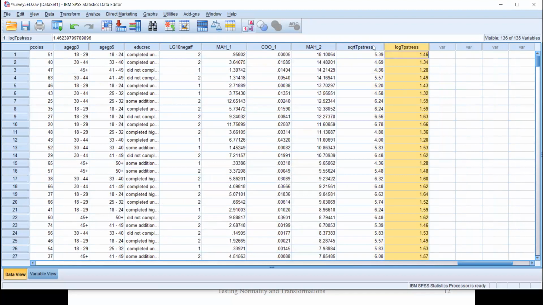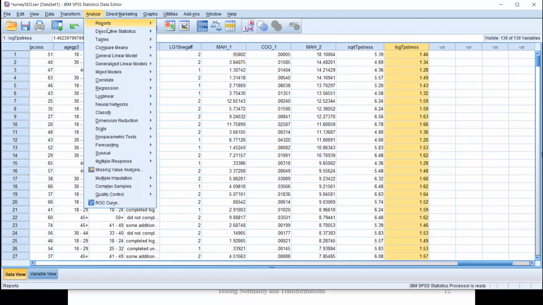Now I want to check the normality of these two columns. If the square root of stress is normal, then I will use this variable for inferential procedures further. So we have to check the normality of these two as well.